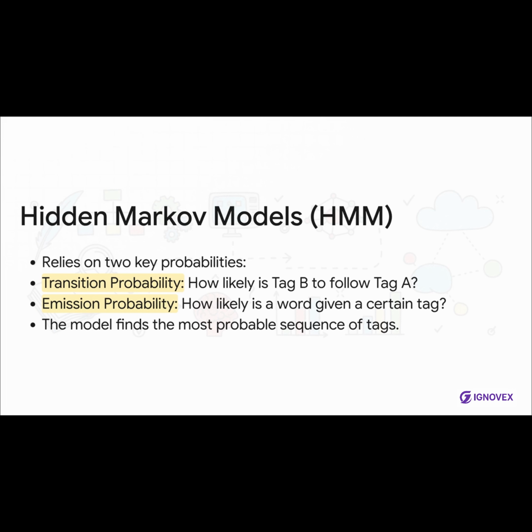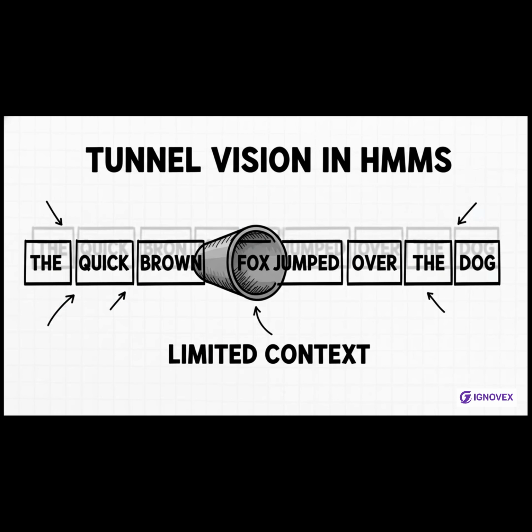That just asks, how likely is a noun to show up after, say, the word the? Then you have the emission probability, which asks, how often is the word fish used as a noun versus a verb out in the real world? The HMM just chains all these little probabilities together to find the single most likely sequence of tags for the whole sentence. But HMMs had a kind of tunnel vision.